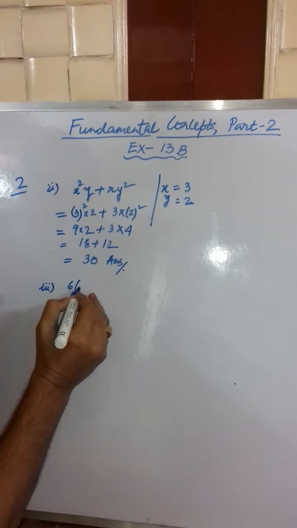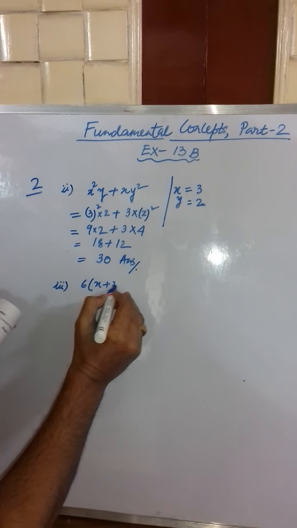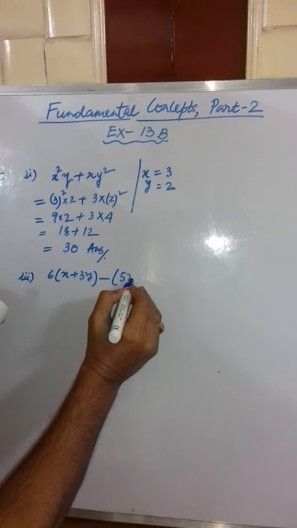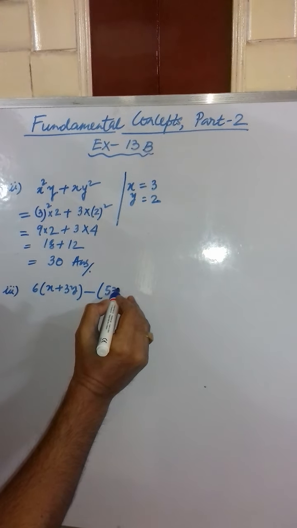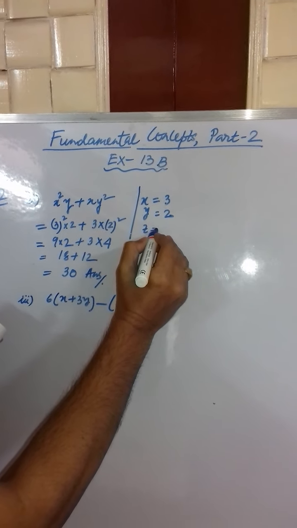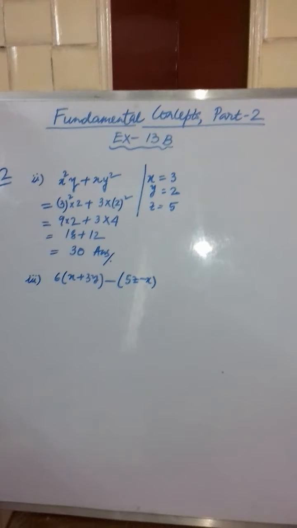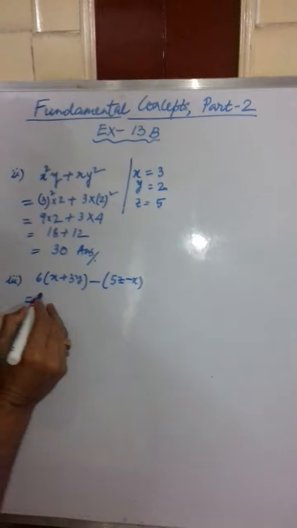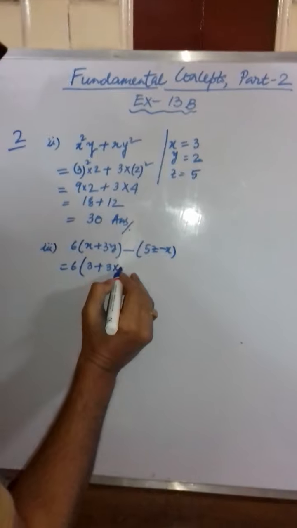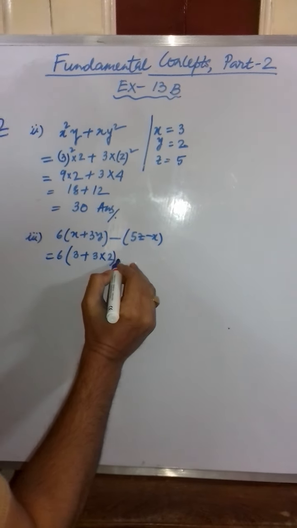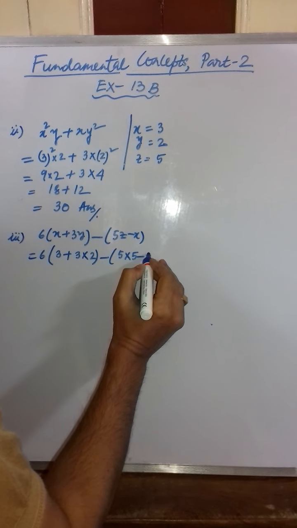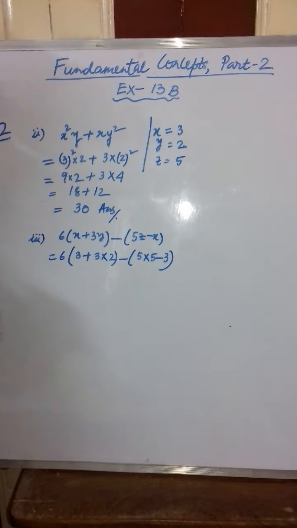The expression is 6 within bracket x plus 3y, minus within bracket 5z minus x, and the value of z is given here, 5. Now put the value: 6 into x, 3, plus 3 into y, that means 3 into 2, minus 5 into z, 5 into 5, minus x equal to 3.